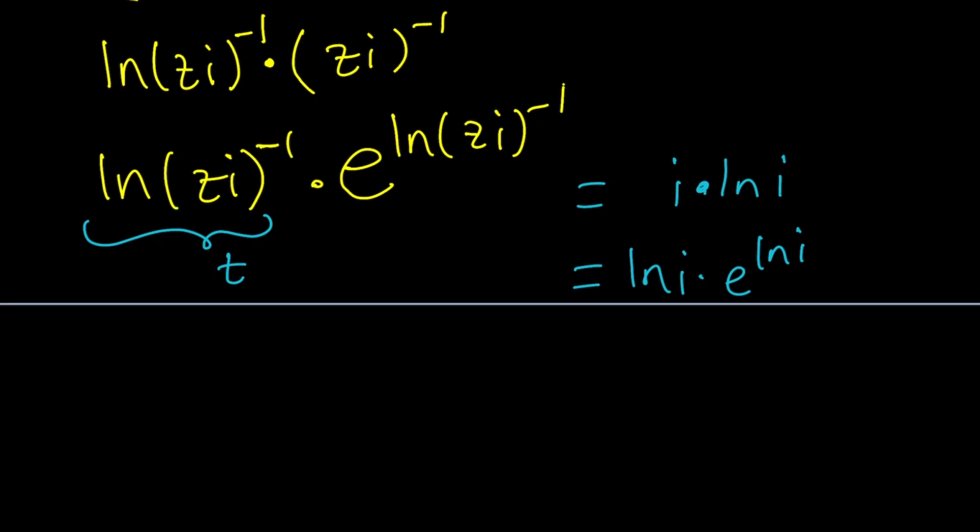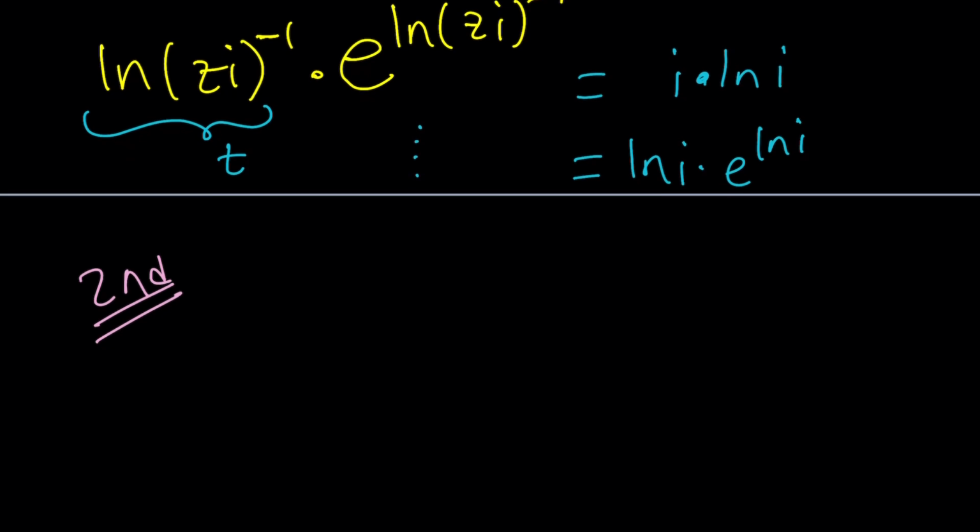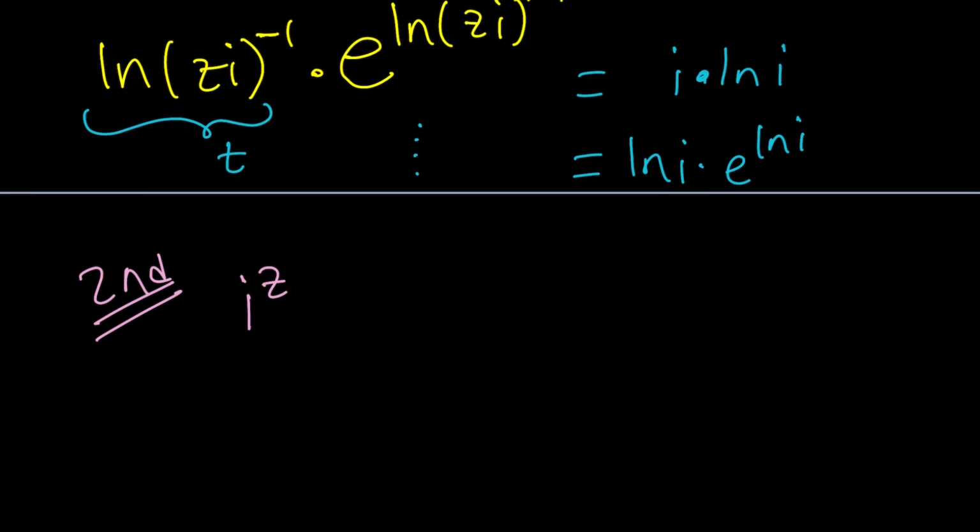Cool. Now, if you apply Lambert's W function on both sides, you're going to get something, hopefully, from here. Let me go ahead and try something else, because this doesn't look very good to me, and I wanted to make just an attempt as my first attempt. But now I have a better idea. i to the z equals zi.